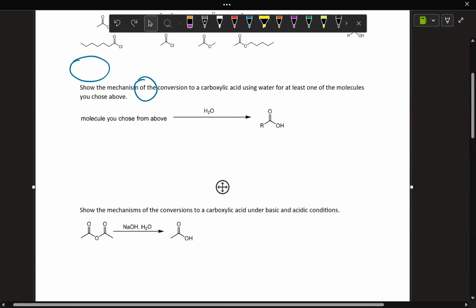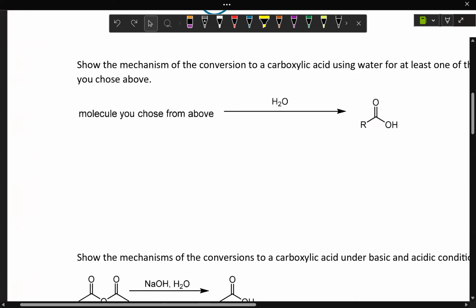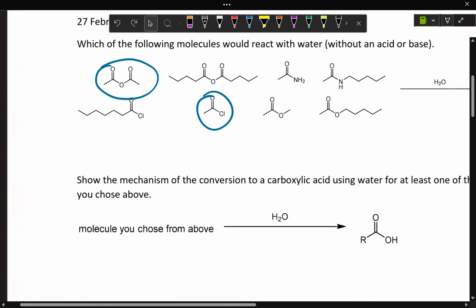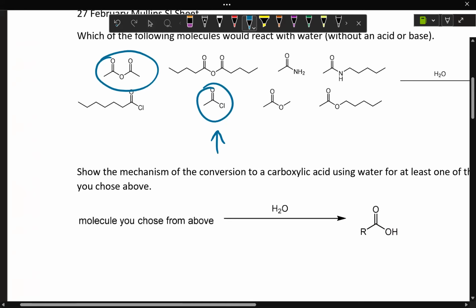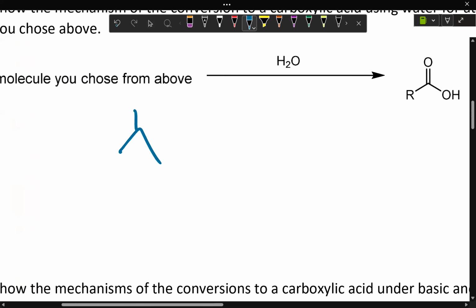There we go. Okay, we have to show the mechanism for one of the molecules we chose. I'll do the acid chloride just because it's easier to write out. But either way, it's going to follow the exact same similar mechanism. So an acid chloride conversion to a carboxylic acid.